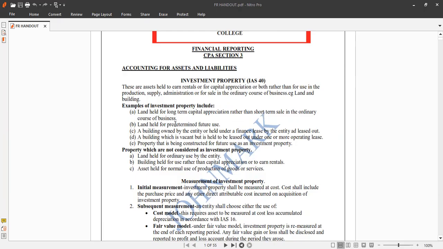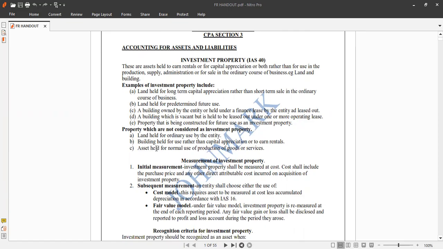Also, we have land held for undetermined future use, a building owned by the entity or held under finance lease by the entity and leased out. Also, a building which is vacant but is held to be leased out under one or more operating leases, or property that is being constructed for future use as an investment property.